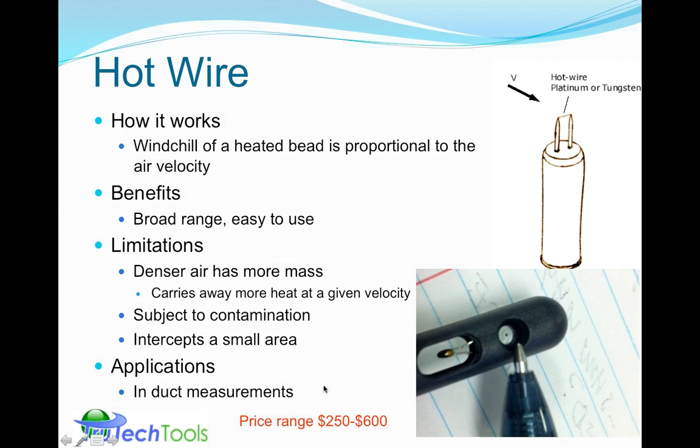Good hot wire anemometers range in price from $250 to over $600, but there are some really good ones out there for $250. And we talked about the density effect. Because they are based upon the thermal measurement principle, most of them do autocorrect for the temperature of the air, or the density of the air based upon temperature, but they aren't correcting for humidity or barometric pressure.